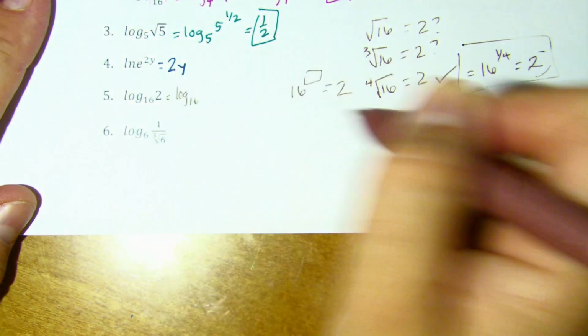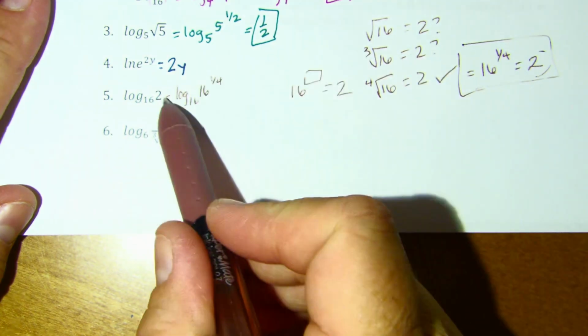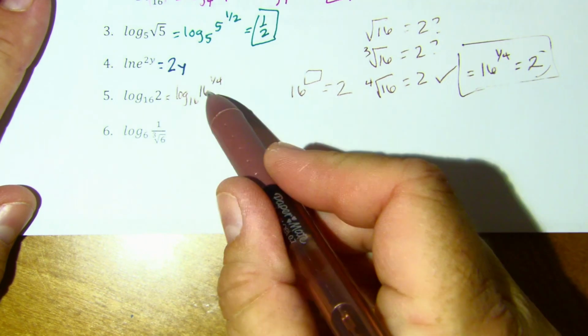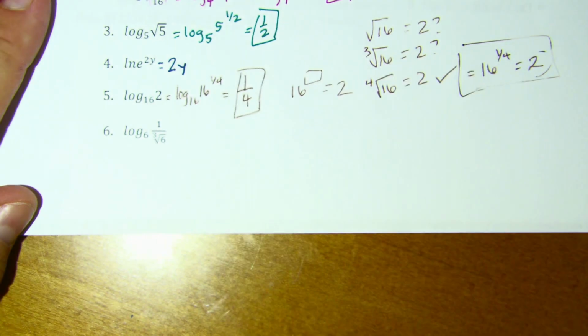So log base 16 of 16 to the 1/4 power. Again, all I've done is replace 2 with 16 to the 1/4 power. We just said that that's true. Now these numbers are the same, so this is equal to my exponent.